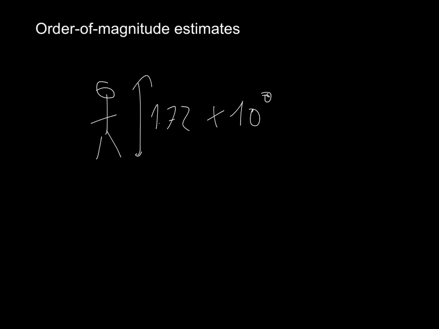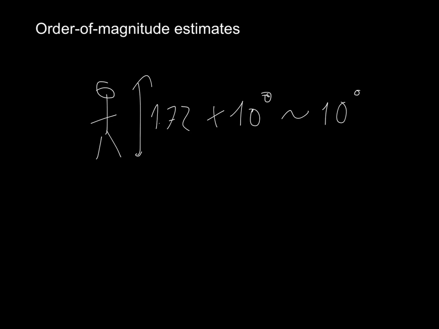Now, let me show you how this works. The first thing that we need to master is this idea of order of magnitude. And the order of magnitude of a quantity is just the closest power of 10. So let me give you an example. So this is me, and my height is 172, which is the same as saying 172 times 10 to the 0, right? So in order of magnitude, the closest power of 10, this is just 10 to the 0, my height is just 10 to the 0, or just 1 meter.